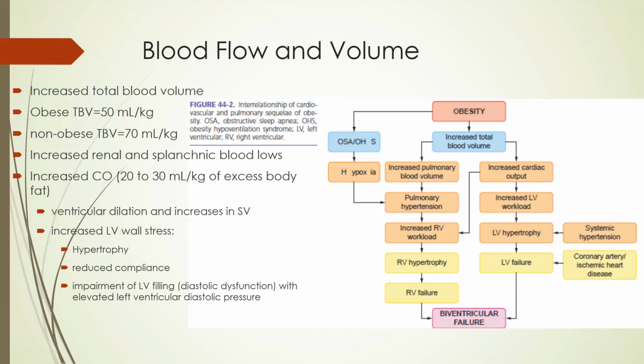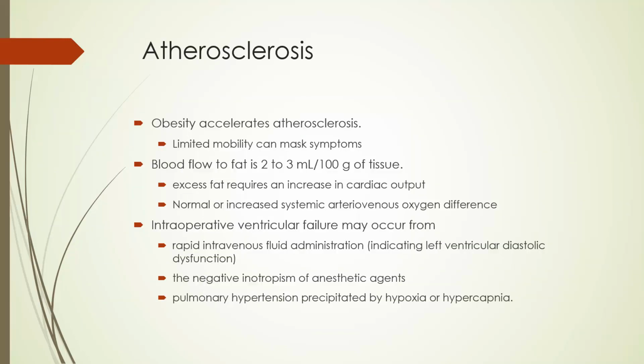When left ventricular wall thickening fails to keep pace with dilation, systolic function declines, and obesity cardiomyopathy and eventual biventricular failure can happen. Obesity accelerates atherosclerotic disease. Symptoms like angina or exertional dyspnea occur only occasionally because many morbidly obese patients have very limited mobility and they don't move. They appear asymptomatic even when they have significant cardiovascular disease.